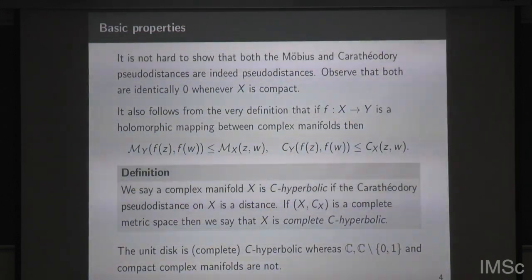Of course I claim that they are pseudo distances, and it is not at all hard to show. Both of them will be pseudo distances, and right at the surface you see that there is a problem because there are no non-constant holomorphic functions on a compact complex manifold. Both c_X and m_X will be identically 0.